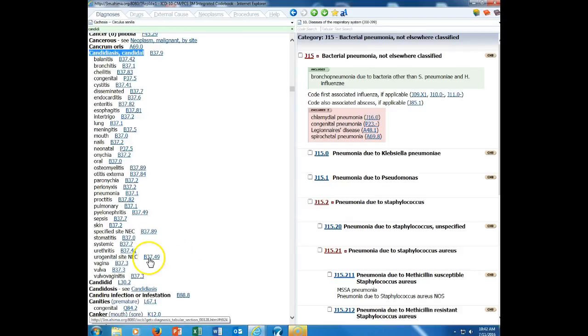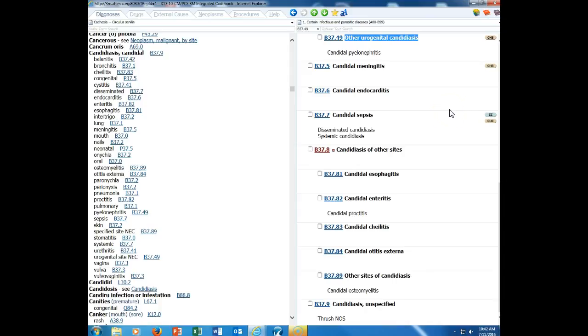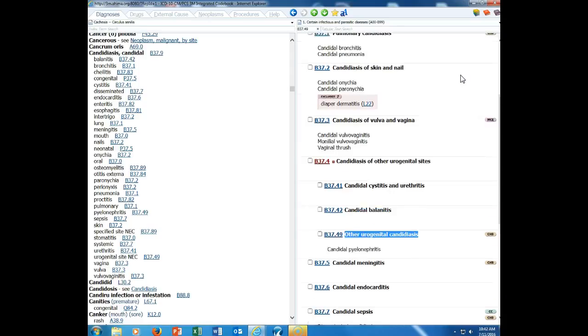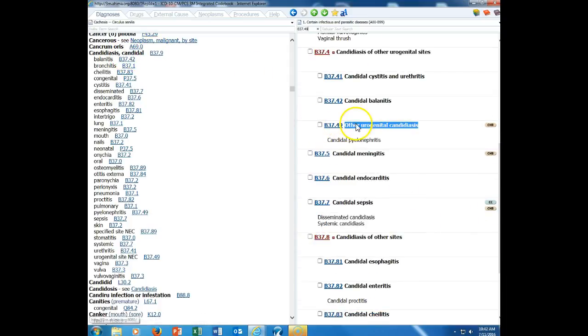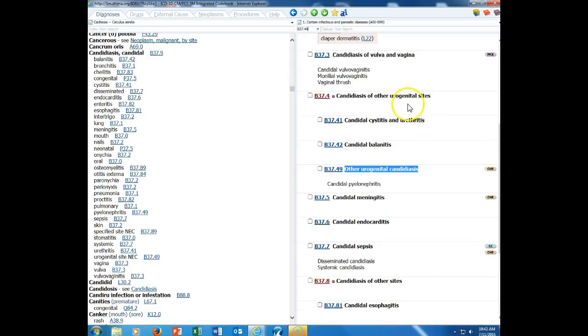If we look at candidiasis, and we have a patient that has a urinary tract infection due to candidiasis, we have other urogenital candidiasis. We do not then add a code for candidiasis B37.9 because we have this combination code specifically that tells us we have candidiasis of a urogenital site.